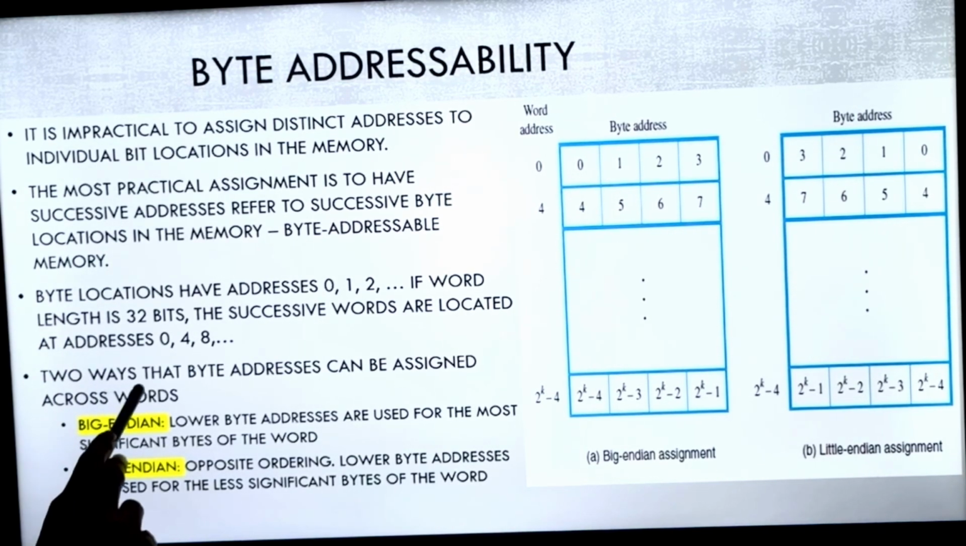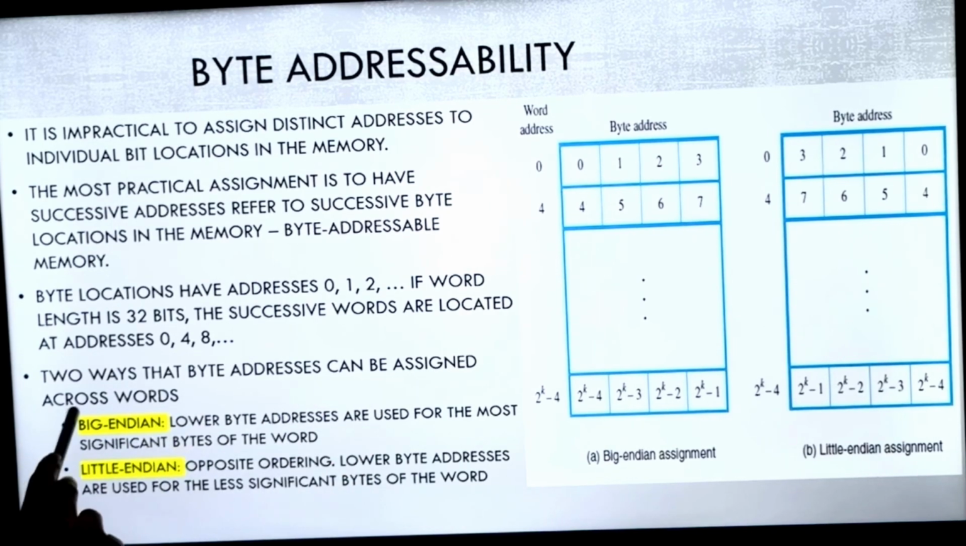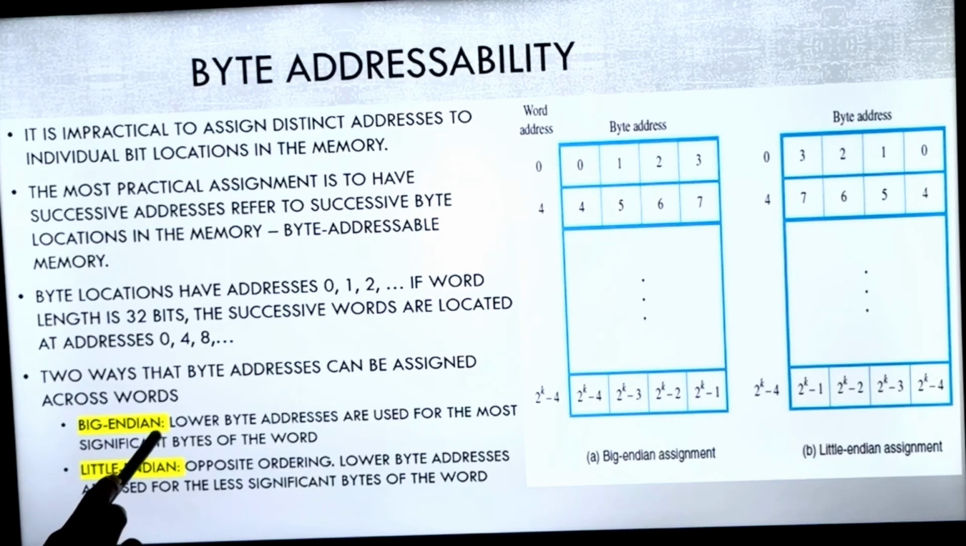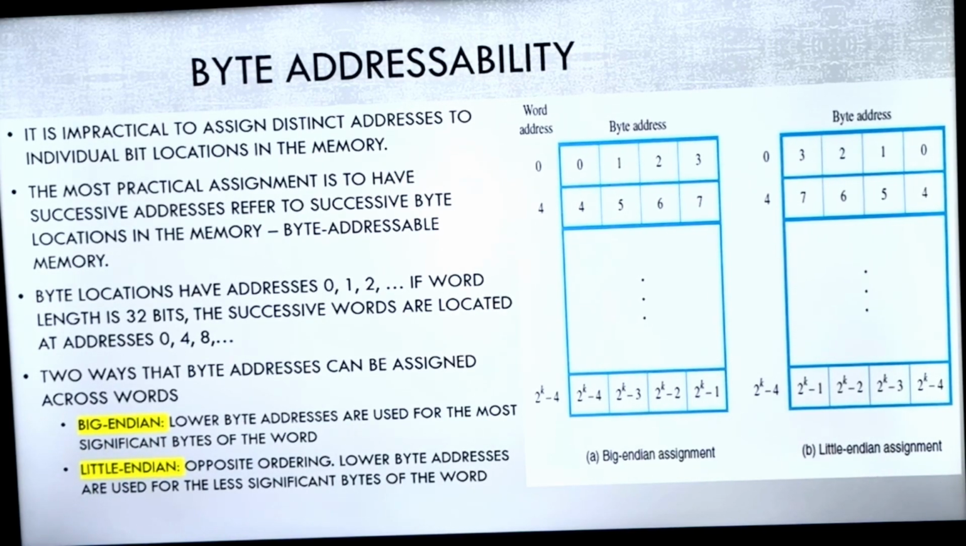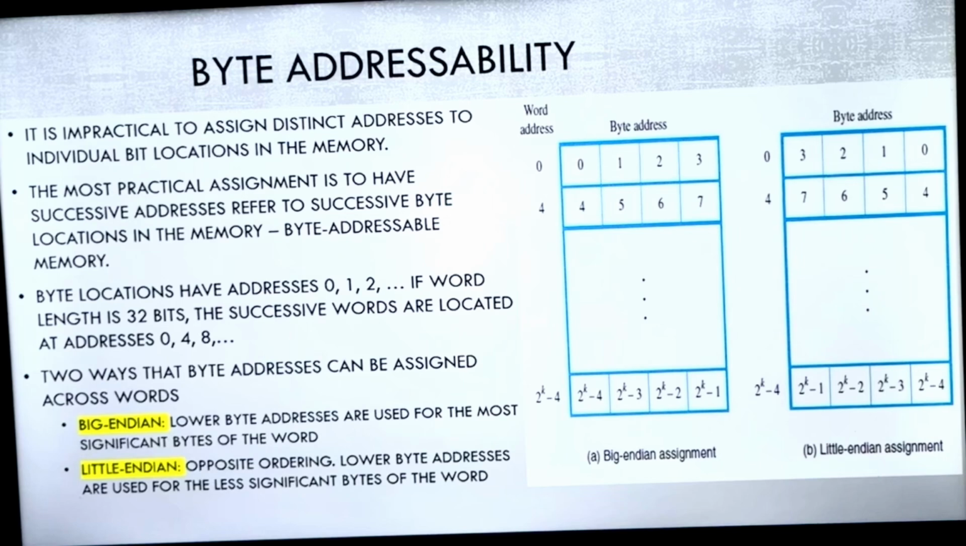So there are two ways that byte addresses can be assigned across words, as I told you. The first one is called Big-endian. These two terms are very important to remember. Although this is theory, it's very important for any competitive exams or your final exam. One is Big-endian and one is little-endian. What are Big-endian and little-endian? These two terms are related to byte addresses only. Byte addresses are nothing but the addresses of bytes which are stored inside a word.